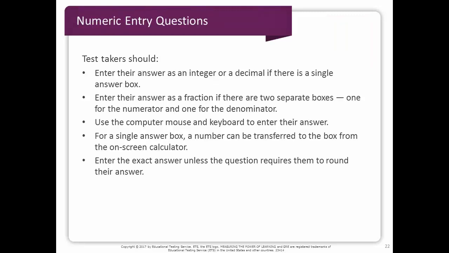Numeric entry. Questions of this type ask you either to enter your answer as an integer or a decimal in a single answer box, or to enter it as a fraction in two separate boxes, one for the numerator and one for the denominator. In the computer-delivered test, use the computer mouse and keyboard to enter your answer.